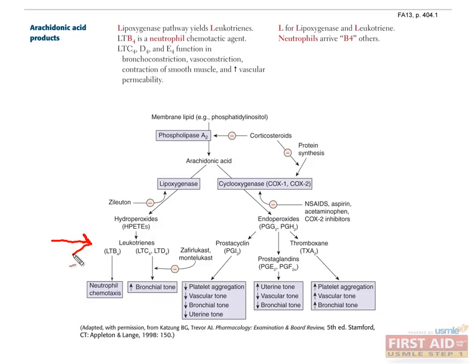Arachidonic acid is ultimately converted into leukotrienes. These include LTB, LTC, LTD, and LTE. LTB4, as you might remember, is responsible for neutrophil chemotaxis. Remember, it's the L from the mnemonic CILK, silk. The other three, LTC, D, and E, are all potent bronchoconstrictors.